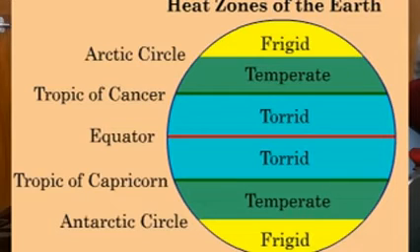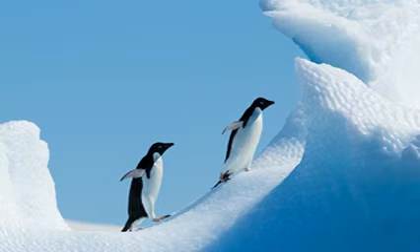Frigid zone is permanently a frozen zone. It lies between the Arctic Circle and the North Pole in the northern hemisphere and Antarctic Circle and the South Pole in the southern hemisphere. This zone is very cold. It receives no sunlight for months together. It is also called the polar region.